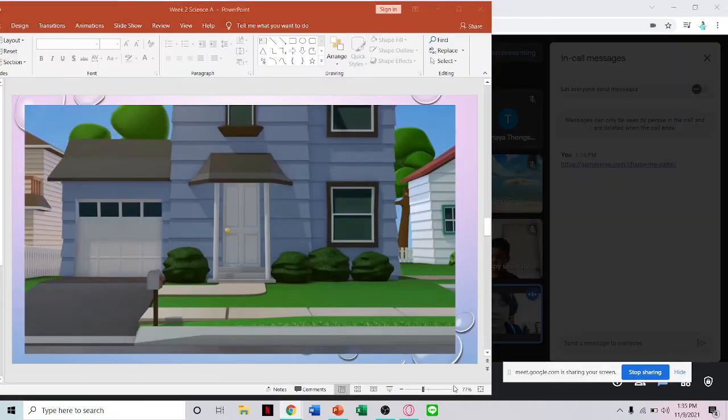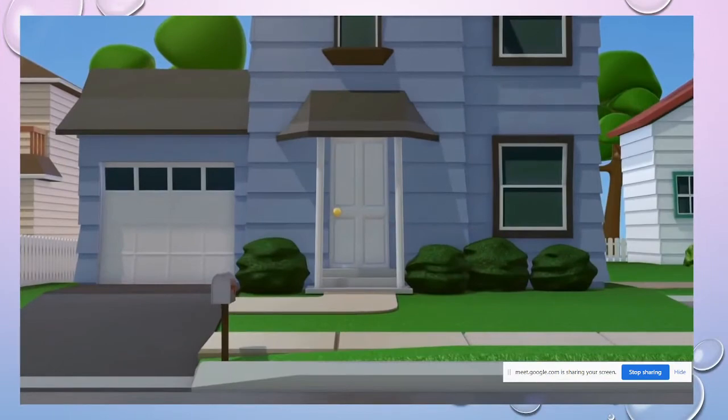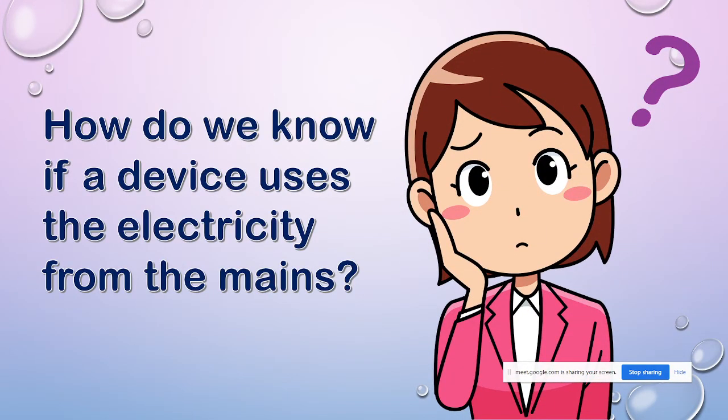Okay, let us continue. How do we know if a device uses the electricity from the mains? For example, can you name some devices first that you can see at home? Any device that you have at home? A lamp? Yes.